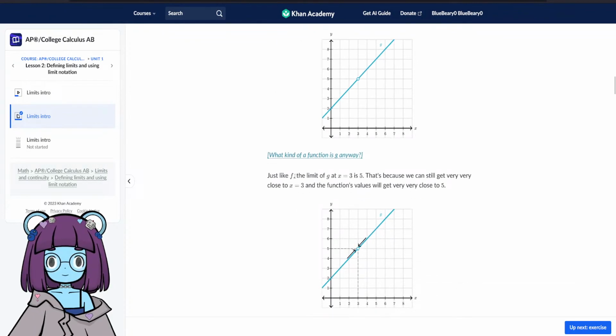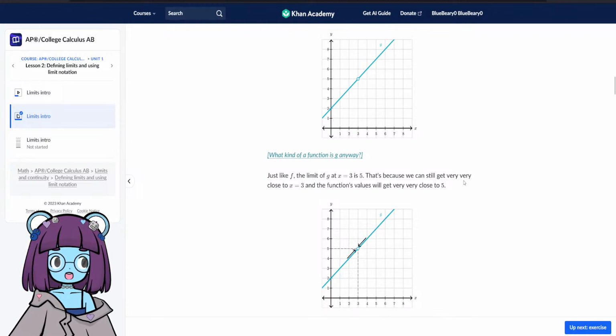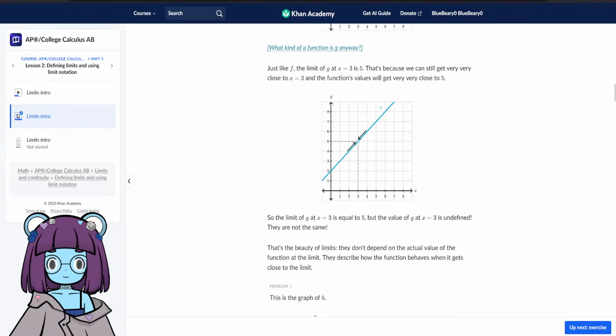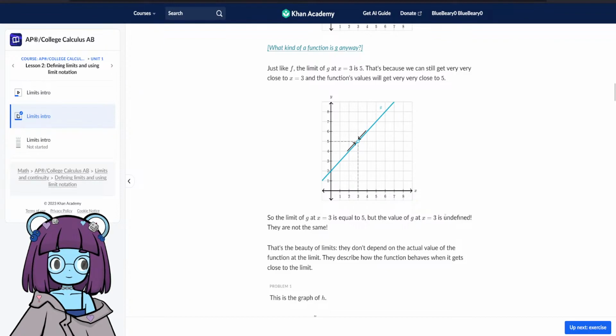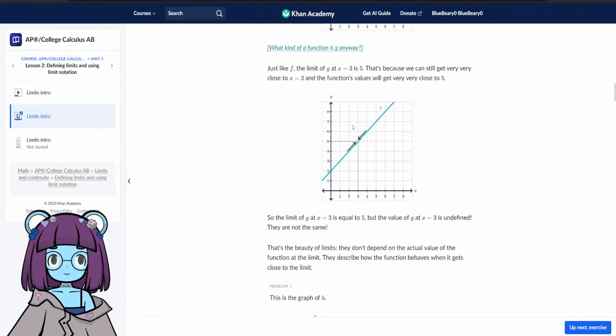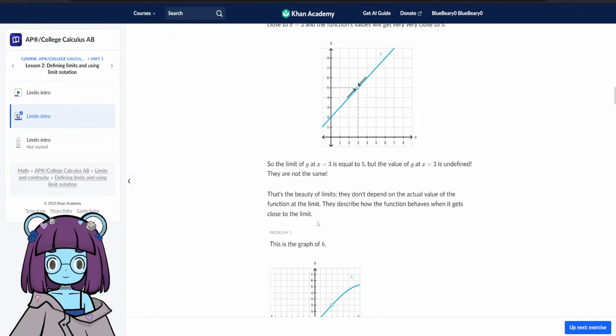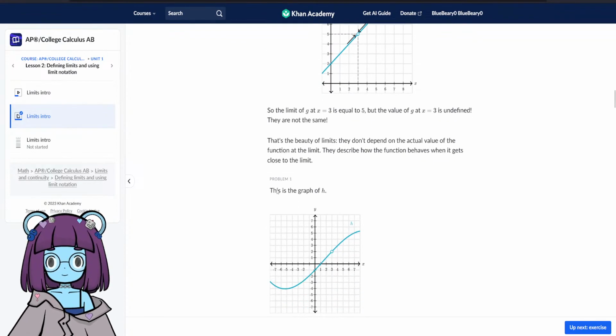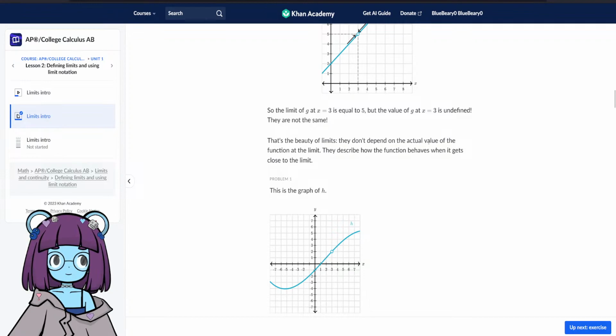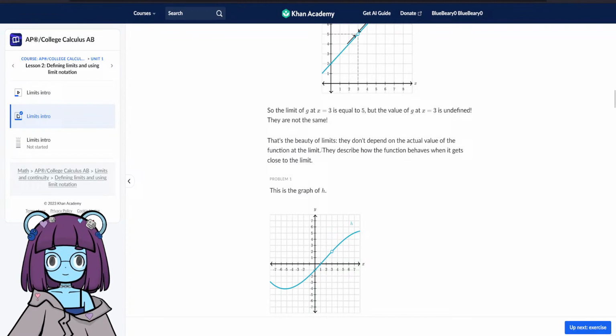Just like f, the limit of g at x equals 3 is 5. That's because we can still get very, very close to x equals 3, and the function values will get very, very close to 5. So the limit of g at x equals 3 is equal to 5, but the value of g at x equals 3 is undefined. So they're not the same. I do remember this part. That's the beauty of limits. They don't depend on the actual value of the function at the limit. They describe how the function behaves when it gets close to the limit.